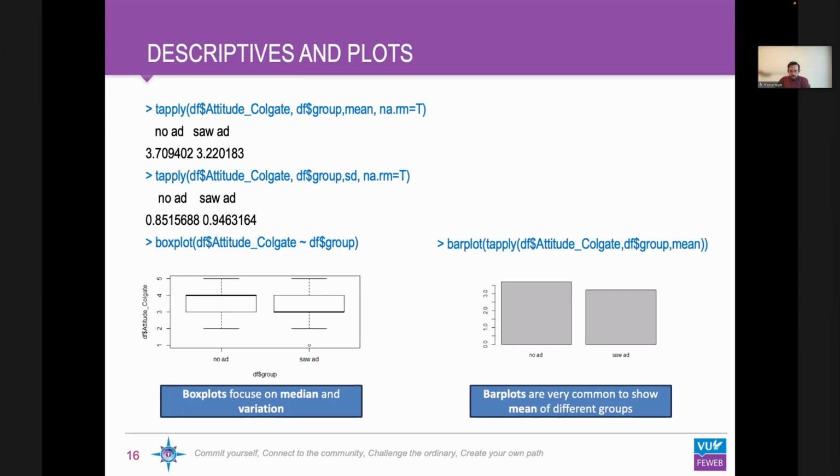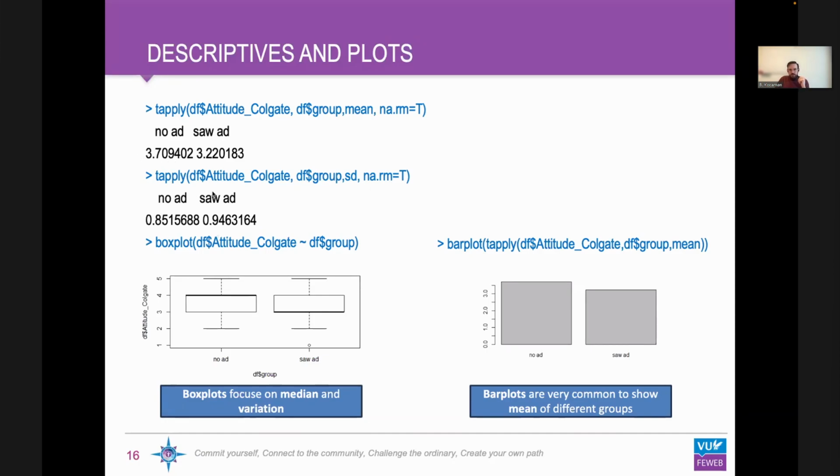Can we explain the standard deviation of the ad again? Yes, I can. Here we saw that the mean attitude towards Colgate is actually higher in the condition of no ads, so when people didn't see this cynical humor ad. When we look at the standard deviation, it is lower in the case of no ads, meaning that there is less variation, because, if you remember, standard deviation is the square root of the variance in the data.